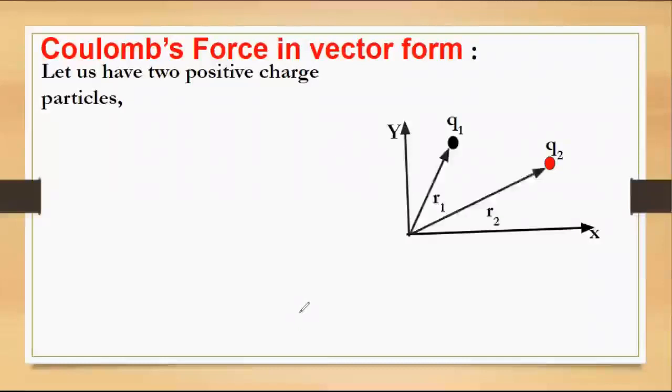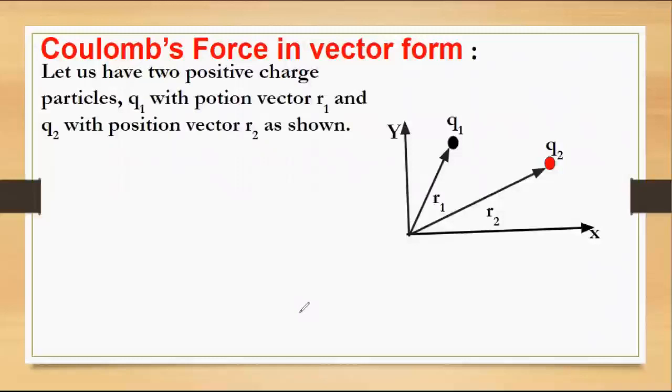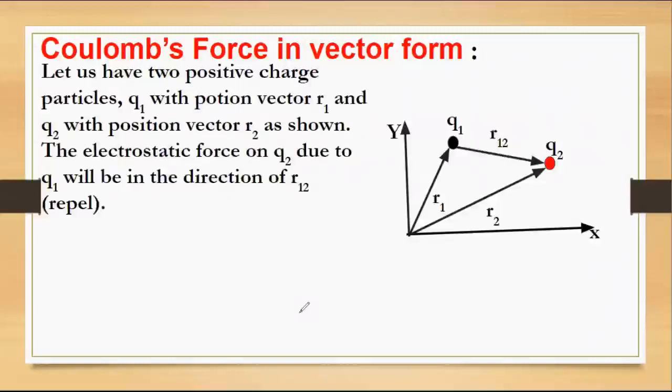Say the position vector for the first charge is R1 and for the second charge is R2, as shown in the figure. Then, if we calculate the electrostatic force on Q2 because of Q1, as both are positive charges, they will repel each other. So Q2 will get a force away from Q1.